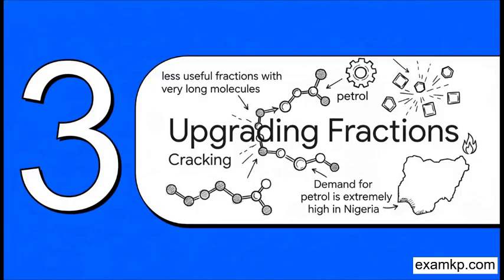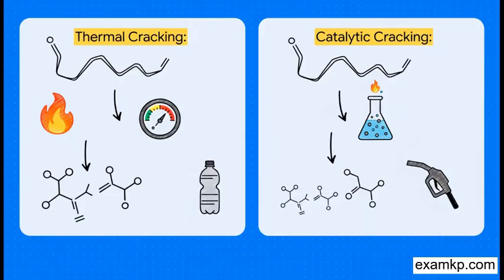And cracking does exactly what the name says. It literally cracks those big, long hydrocarbon molecules, breaking them down into smaller, more valuable ones, like petrol. Now, there are two main types you absolutely have to know for your exams. First, you have thermal cracking. Think, thermal means heat. This one uses crazy high temperatures and pressure to break the molecules. It's great for making alkenes, which are the building blocks for plastics.